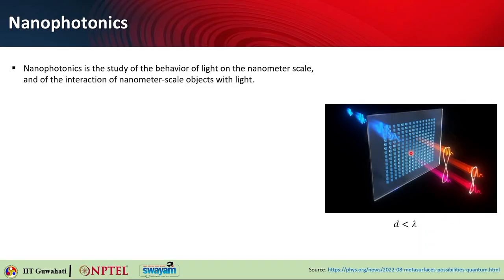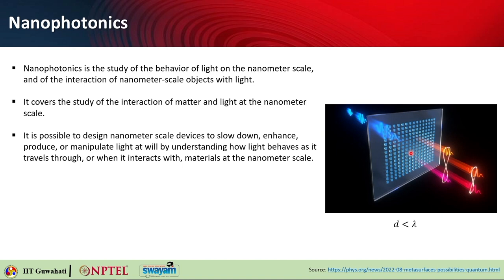In short, nanophotonics is the study of the behavior of light on the nanometer scale. Or you can say it is the interaction of a nanometer scale object with light. So again, it covers light-matter interaction at nanoscale. Why is it important? Because it allows you to manipulate light at nanoscale. And that capability, that spatial power, comes to you when you make light interact with elements that are much smaller than the wavelength of light.